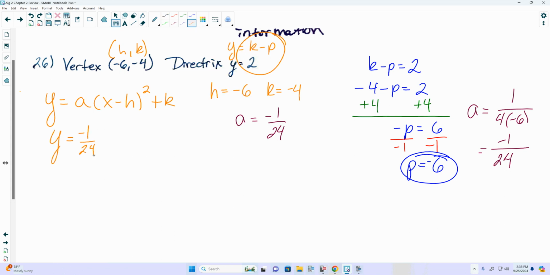And at this point, we'll plug a, h, and k in. Well, our -6 inside the parentheses is going to give us +6. Plus -4 is the same as -4. If you leave it as negative and plus a negative, that is fine. That is the same answer. Or we can simplify it to this here.